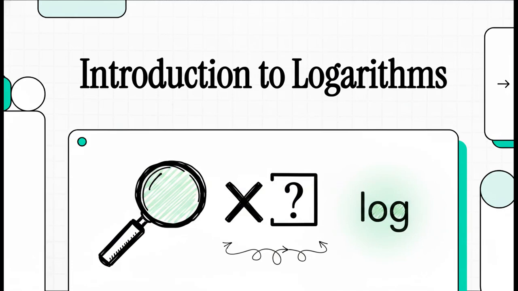In math, it feels like we've got a tool for just about everything, right? But what happens when the number you're trying to find is stuck up there, as the exponent? Well, today, we're going to solve that exact mystery.